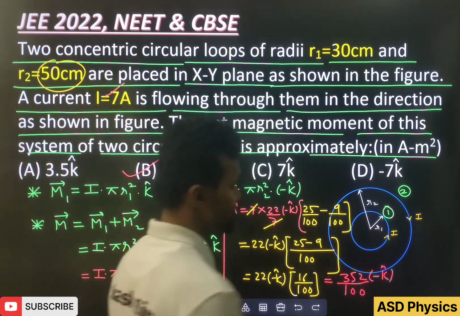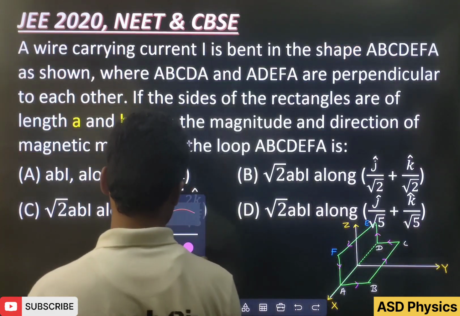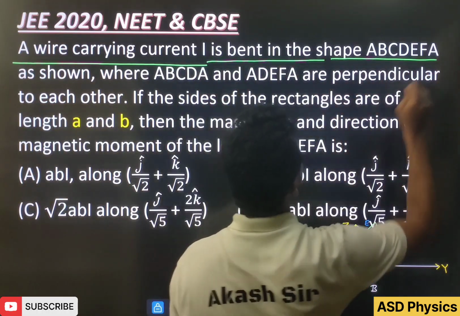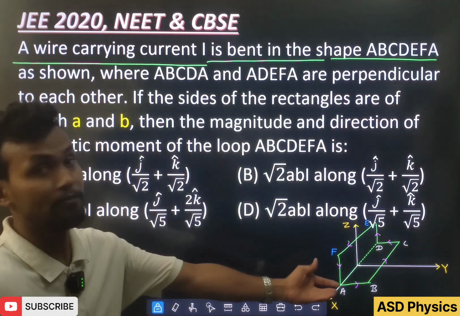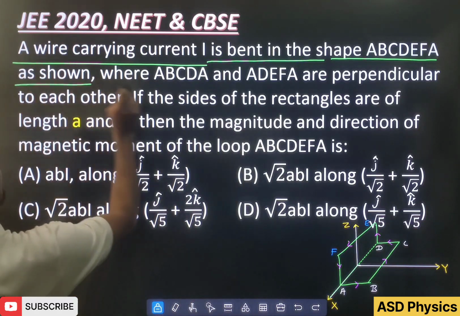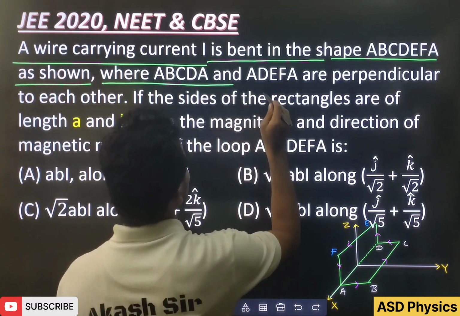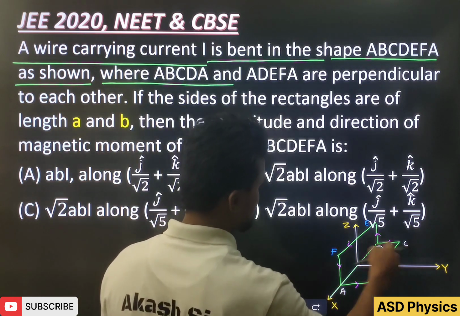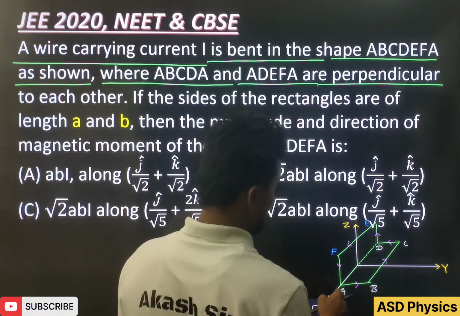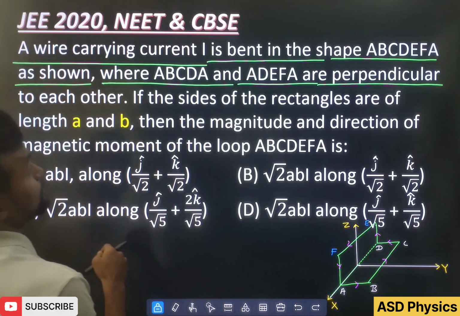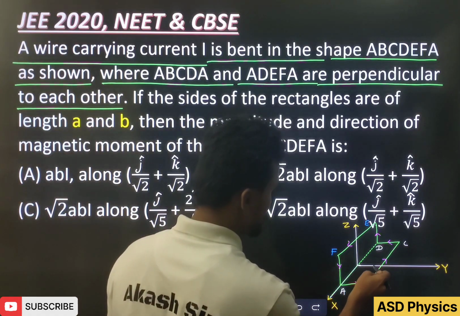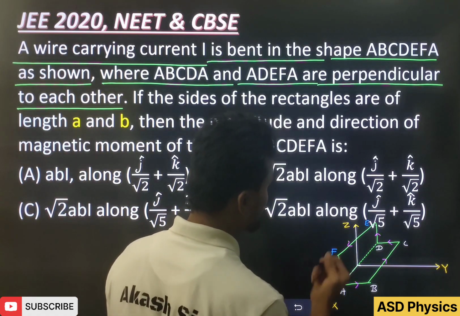Great. Now let's see the last question, a very basic question. A wire carrying current I is bent in the shape ABCDEFA, as you can see here, where ABCDA and ADEFA are perpendicular to each other. How are they perpendicular to each other? Because the first one is in the xy plane and the other one is in the yz plane.